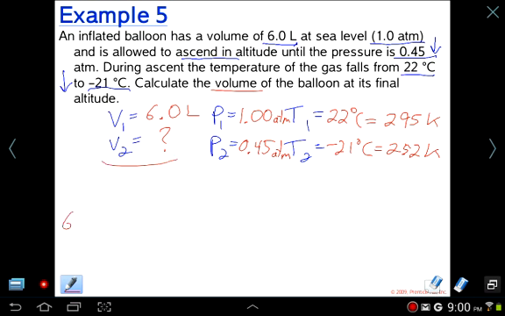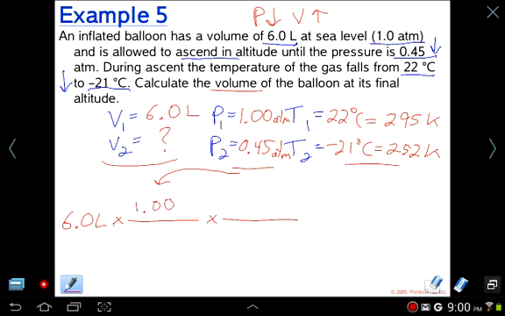So we'll do 6.0 liters. In this case, we'll multiply by two ratios, because two factors are affecting the volume. The first one, let's go ahead and put the pressure ratio. Because our pressure is going down, based on Boyle's law, as pressure goes down, volume must go up. So we'll put the big number on top, 1.00 on top and 0.45 on the bottom.